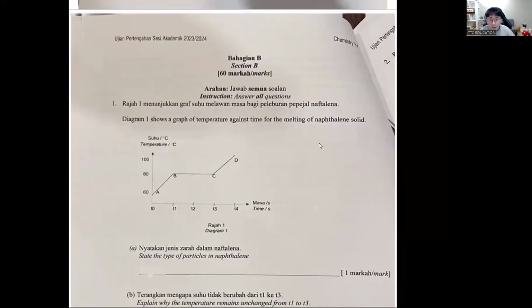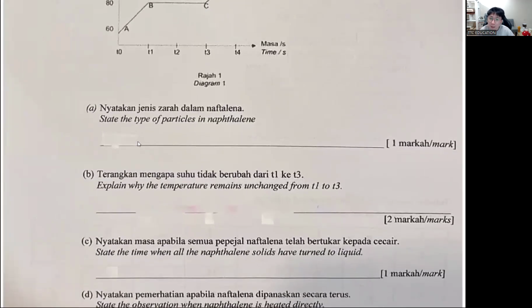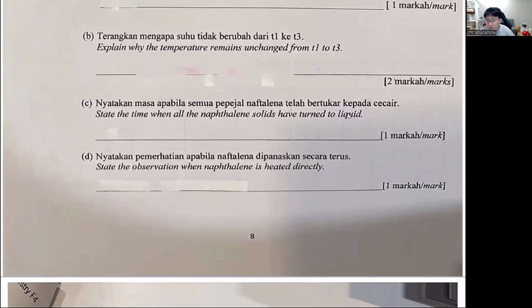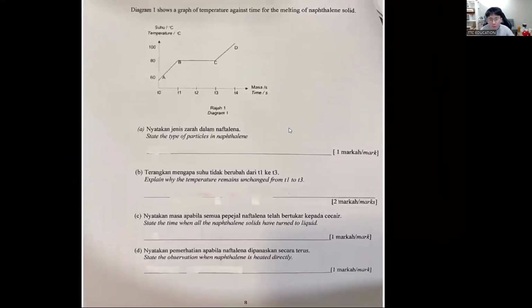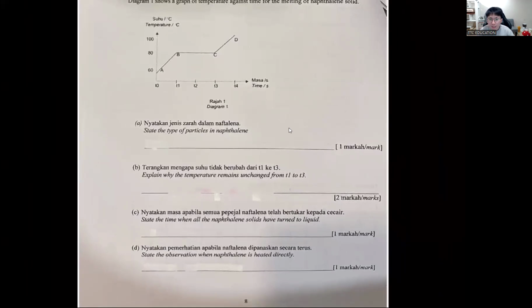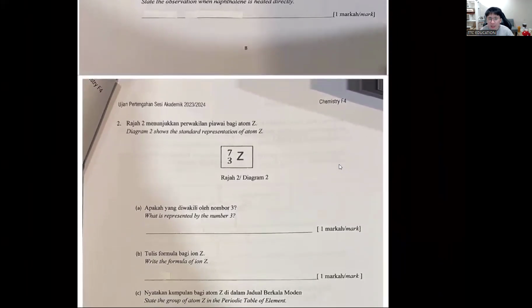So you see, guys, the first question they're going to ask you is a heating curve. They will ask you the type of particles, and why the temperature remains unchanged. When the chemical turns from solid to liquid, state the observation. So guys, if you're wondering, teacher, are we doing exam questions? Some students say, teacher, your TTC notes and exercises are a bit different from the exam paper. Actually, what we do is we just take from exam papers. So really, what we are doing is exam paper questions.